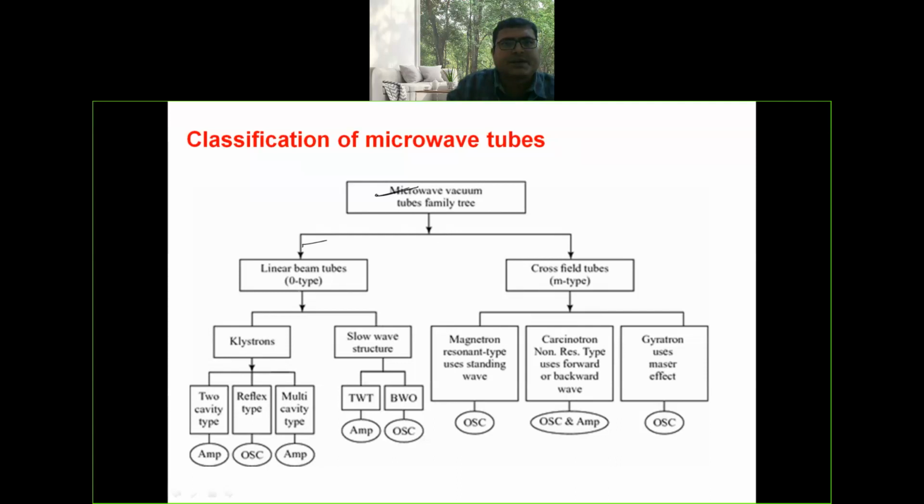Microwave tubes are classified into two categories. The first one is O type and the second one is M type. In O type, the applied electric field and the magnetic field are parallel to each other. In cross-field tubes or M type, the applied electric field and magnetic field are perpendicular to each other. In this chapter, we are going to study two cavity Klystron amplifier, a reflex Klystron oscillator, and magnetron, 8 cavity cylindrical magnetron.